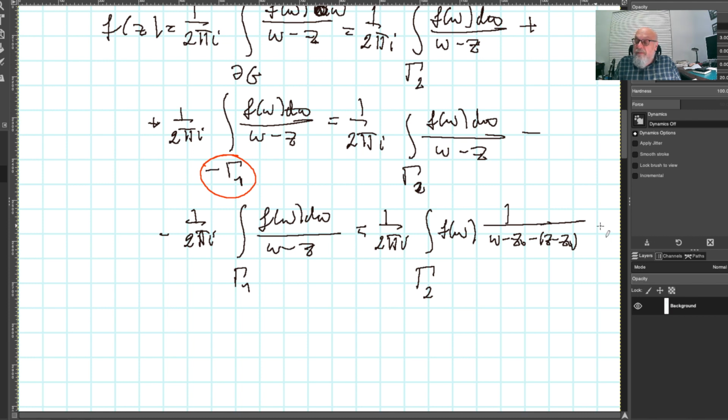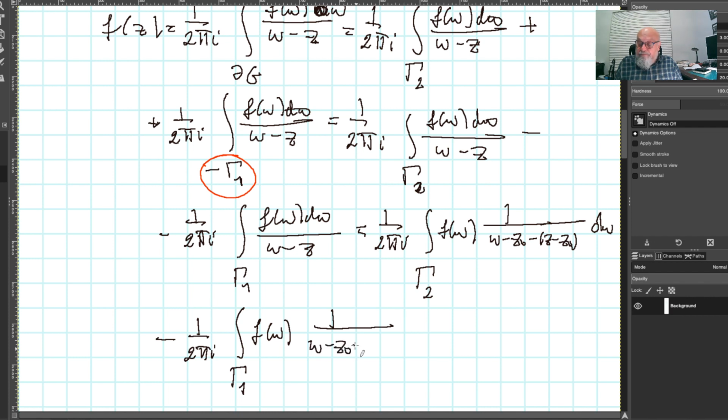dw. And then I have minus, and the second integral, why not? I do the same. This is gamma 1, and this will be f(w), and I put here the same: w minus z0, minus z minus z0, and I put here dw.